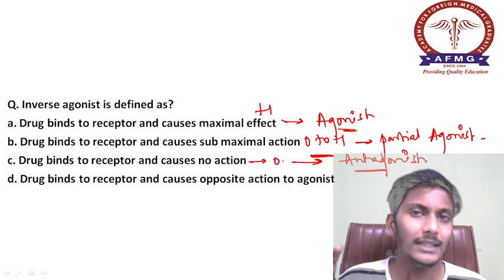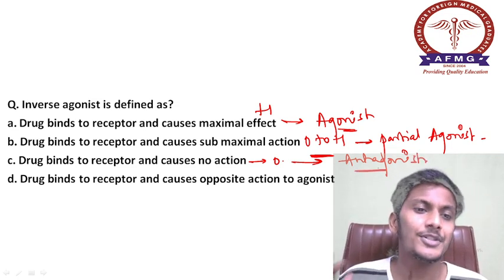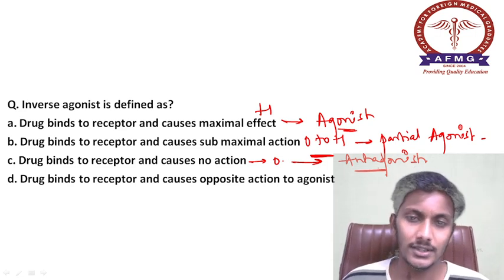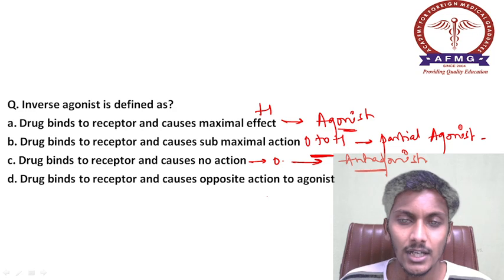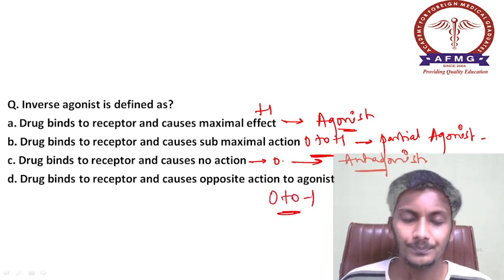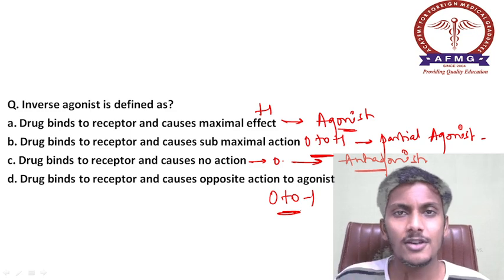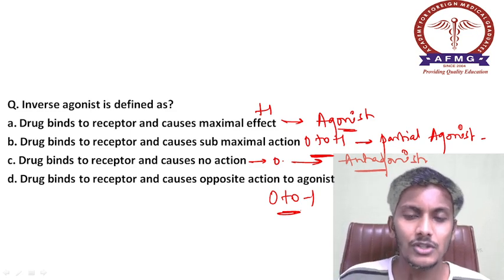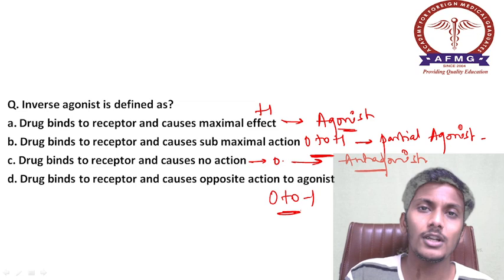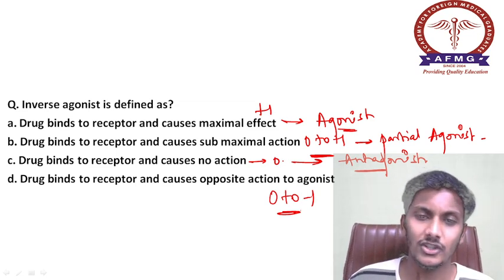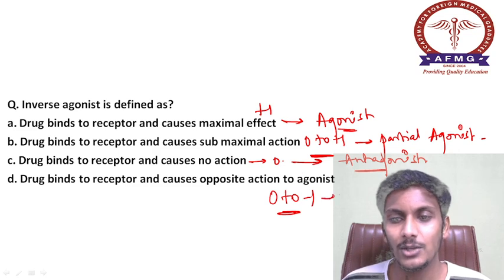And this is the one we tend to make mistakes in. The last one, option D: drug binds to a receptor and causes opposite action to the agonist. It is causing action from 0 to -1. For example, normally physiologically there was bronchodilation, but this drug would cause bronchoconstriction. This is the opposite action, and this drug would be known as an inverse agonist.